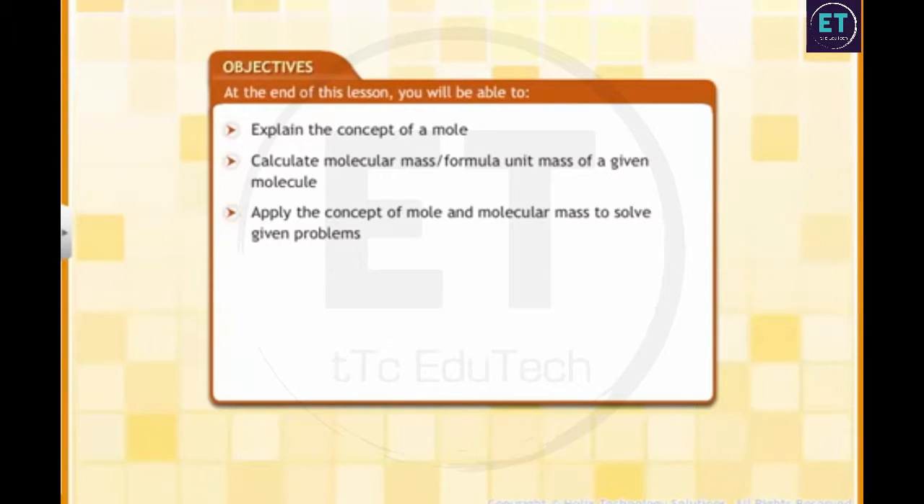This lesson is about the concept of a mole. At the end of this lesson, you will be able to explain the concept of a mole, calculate molecular mass and formula unit mass of a given molecule, and apply the concept of mole and molecular mass to solve given problems.